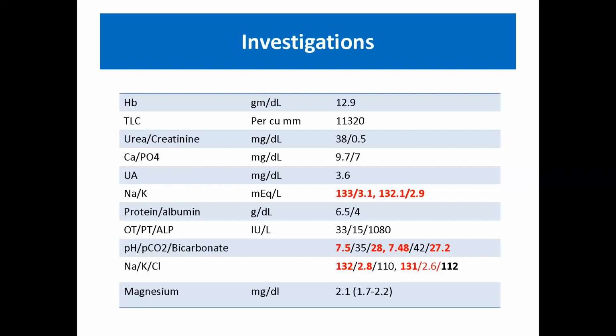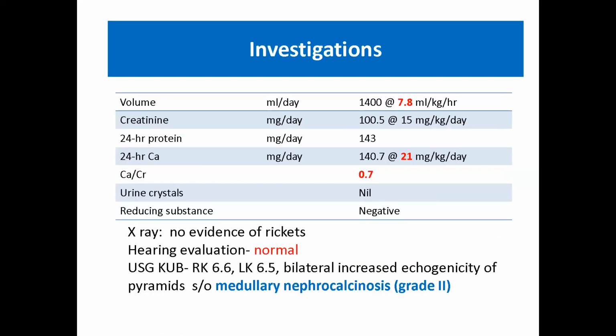So his hemogram was normal, and electrolytes did show hypokalemia, and the blood gas was suggestive of metabolic alkalosis. So here we have a case of hypokalemia with metabolic alkalosis. Urine volume is the first step in determining whether it's polyuria or not. So urine output was at 7.8 ml per kg per hour, which is definitely, he was quite polyuric. And also 24-hour calcium excretion was quite high. And corroborating with it, the ultrasound showed medullary nephrocalcinosis. His hearing evaluation was normal.